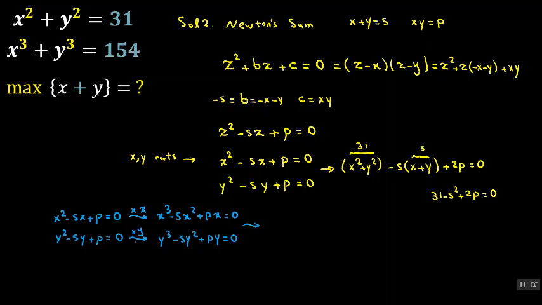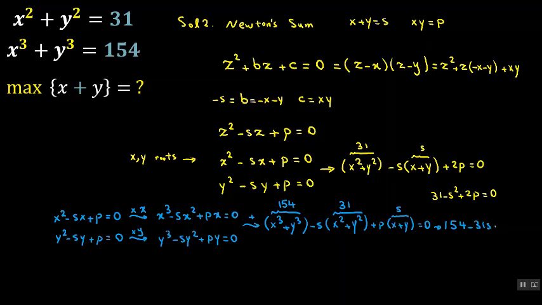Now it is Newton's sum. You can use it also for degree greater than 2, and you can generalize that. So if we add these two terms, x cubed plus y cubed, minus s times (x squared plus y squared) plus p times (x plus y) equal to 0. x cubed plus y cubed is what from here? It's 154. And x squared plus y squared, from the assumption of the problem, is 31. x plus y is what? By the definition we said is s. So we conclude another equation: 154 minus 31s plus ps equal to 0. So we've reached exactly the same equation that we reached in solution number 1. So let me call it the first equation.